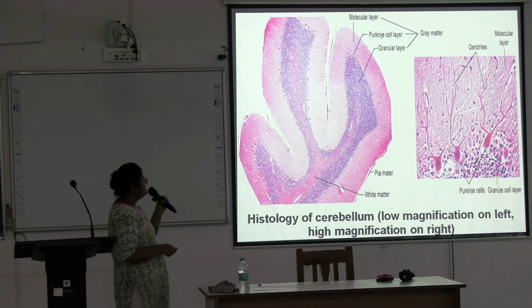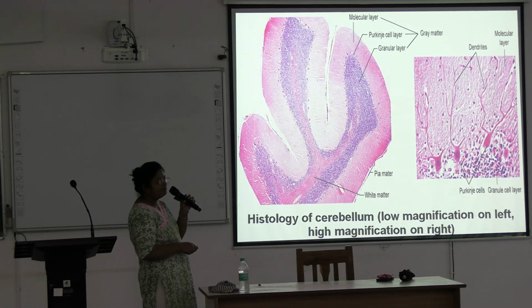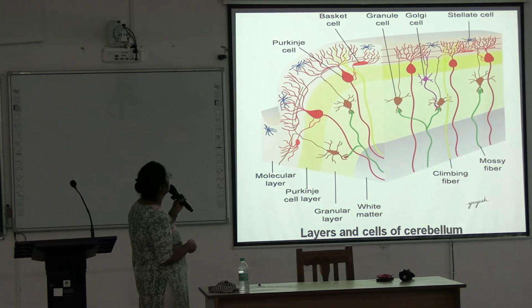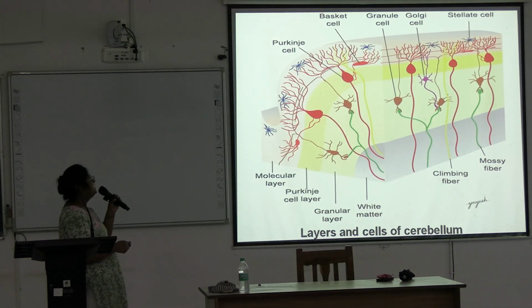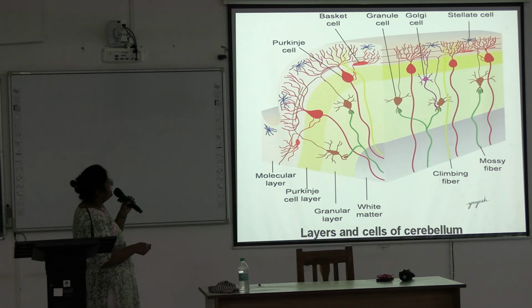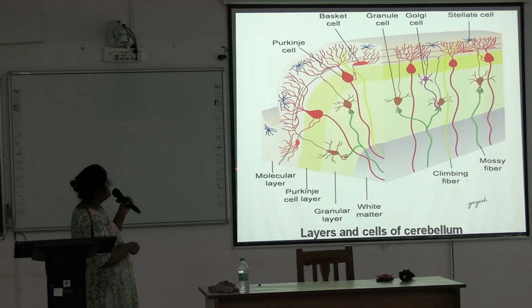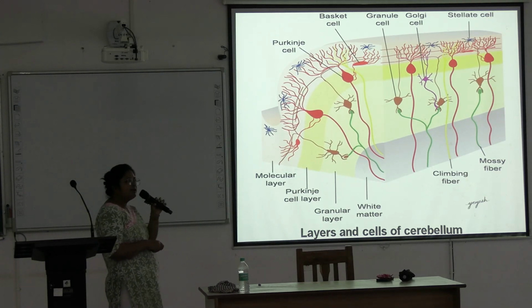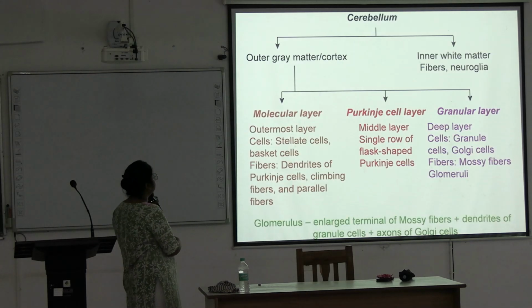And see, this is an enlarged view. This pink colored portion is the molecular layer, here is the Purkinje cell layer, and this is the granular layer. So from outside inward: molecular layer, Purkinje cell layer, granular layer, and this part forms the white matter. These three layers are part of the gray matter of the cerebellum.